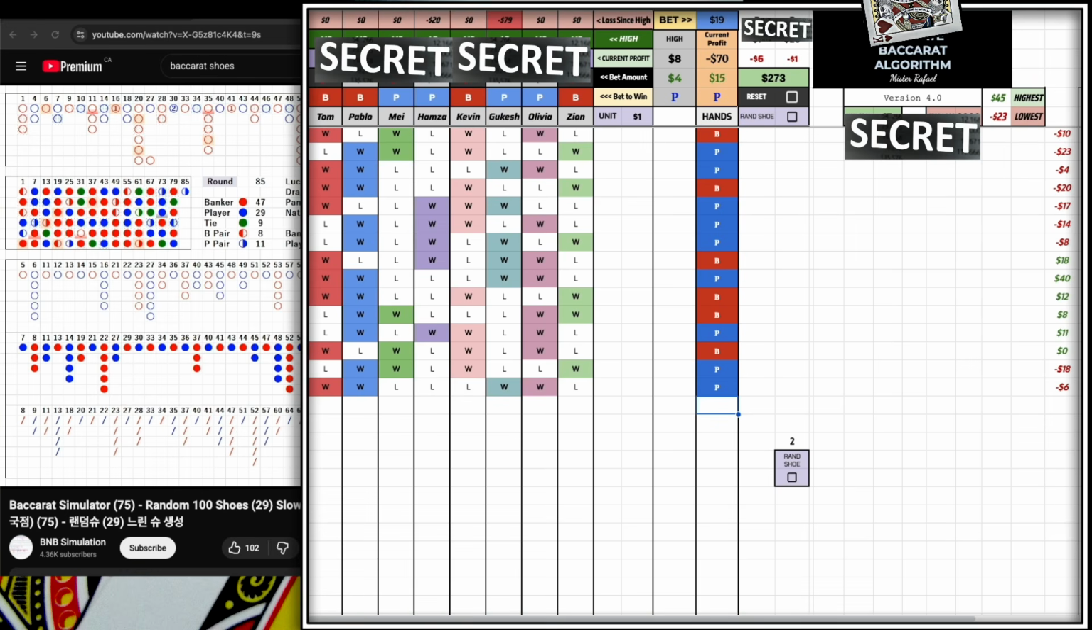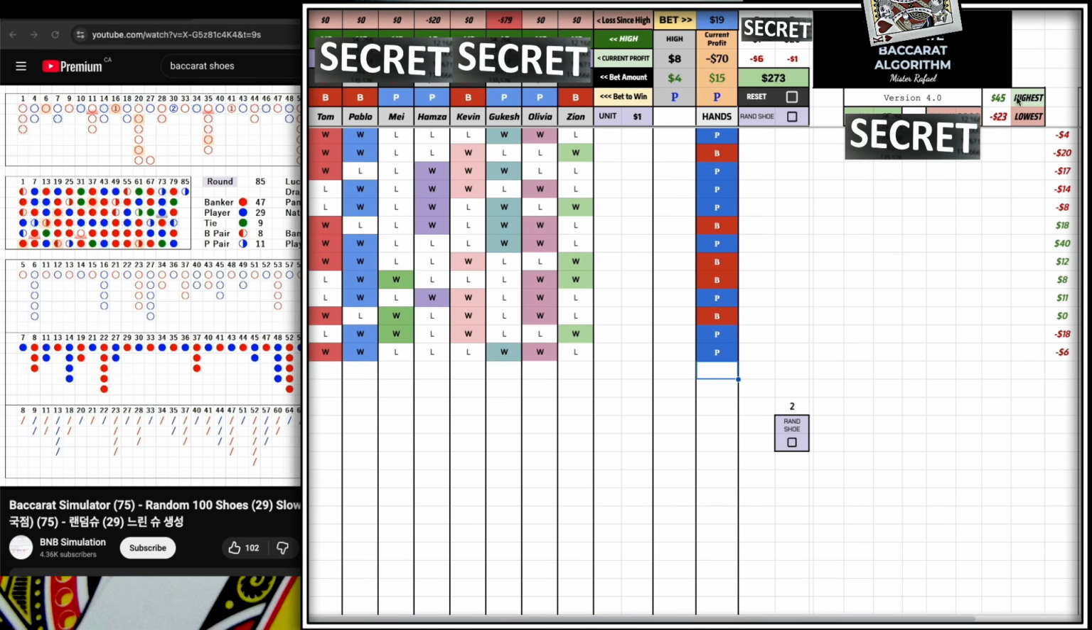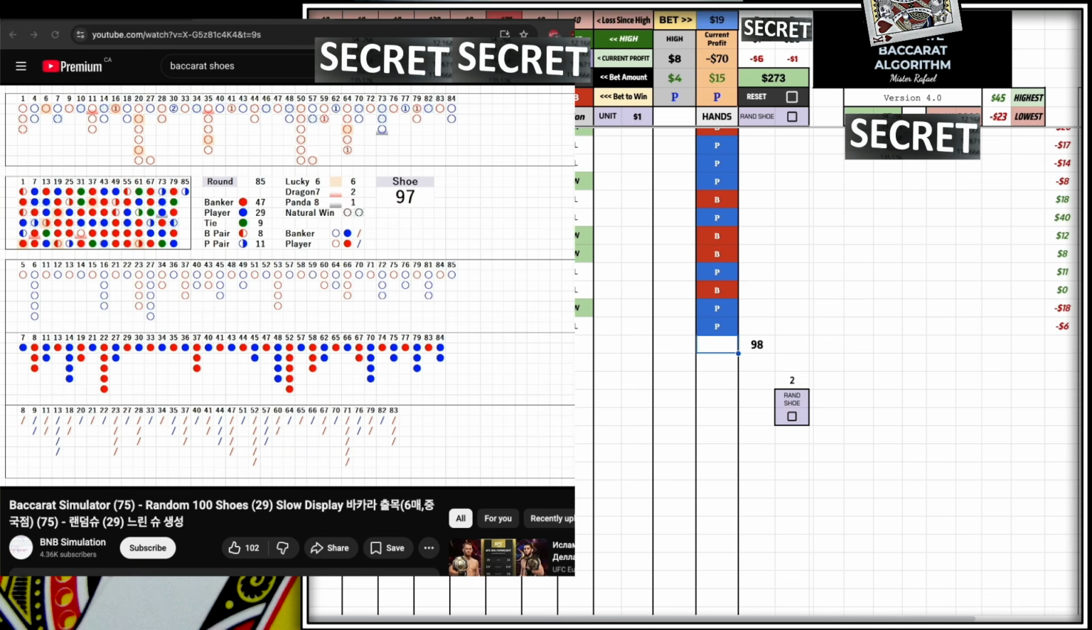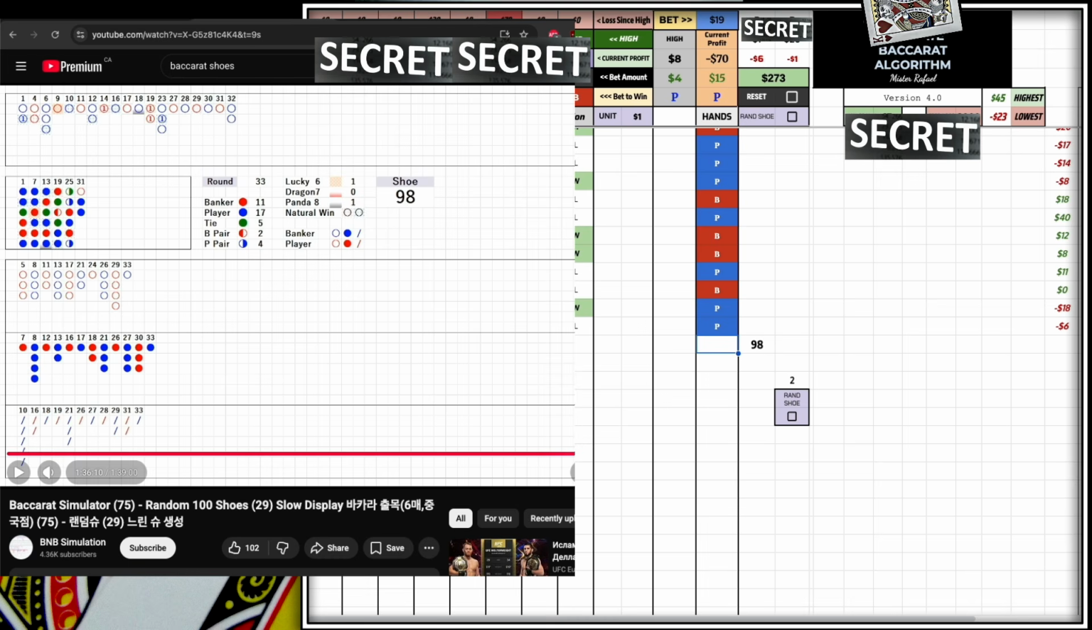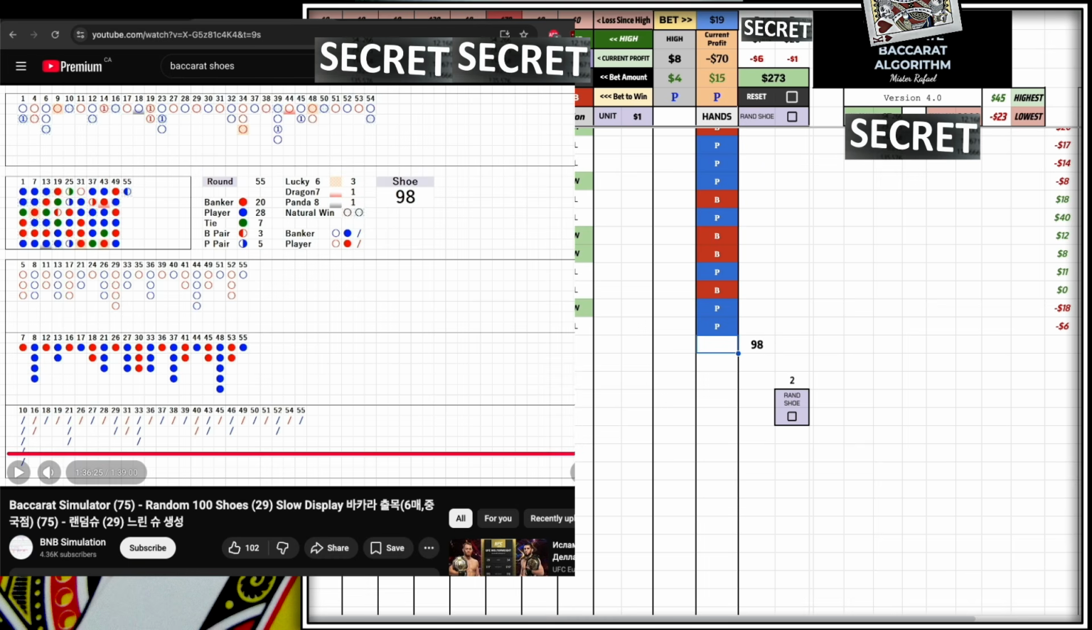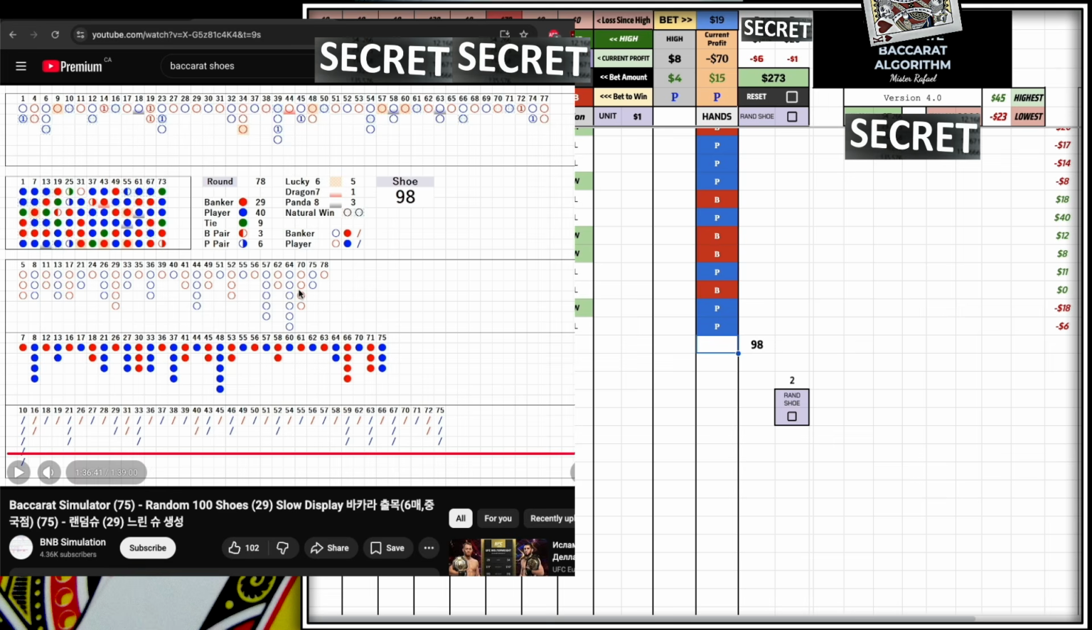Okay, highest profit for the session was $45. Biggest drawdown, minus $23. Currently sitting at minus 6. Next bet, $19 on player. All right, shoe 98. Here we go, shoe 98.